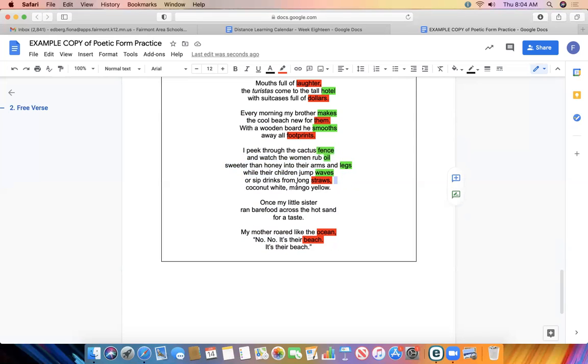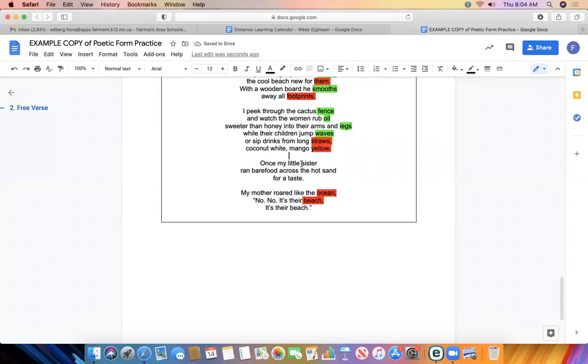Then we have coconut white and mango yellow. This is another example of an enjambed line. Got some punctuation after yellow. Here we have a couple more, or excuse me, I said that wrong, end stopped, sorry. Here we have some more enjambed lines. Sister has no punctuation after it, neither does sand. They all flow into one another. Taste is where your stopping point is, so this should be red.